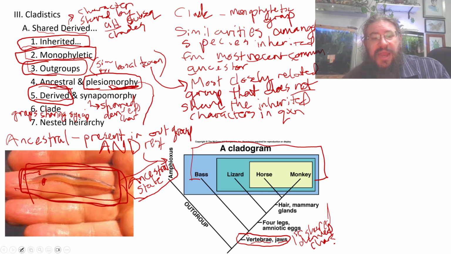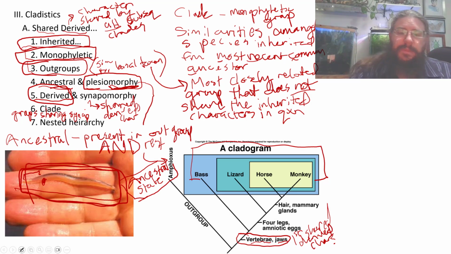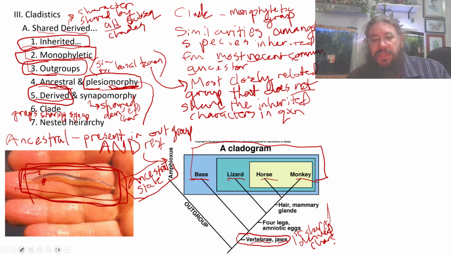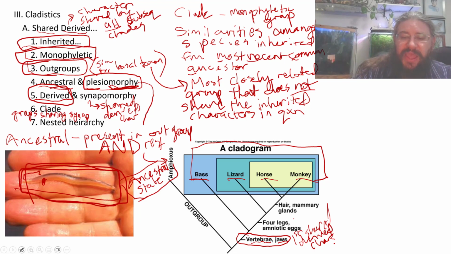Cladograms are then nested hierarchies. They're the little Russian nesting dolls, right? What has vertebrae and jaws? Bass, lizards, horses and monkeys, right? Okay, so now let's separate this with the terrestrial organisms that are fully terrestrial. They're not required to spend time in water. Well, what do those have? They have four legs and amniotic eggs. So we've now kicked bass out and we're now a smaller nested group. Lizards, horses, and monkeys, right?